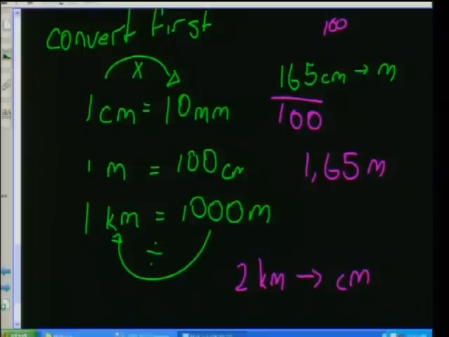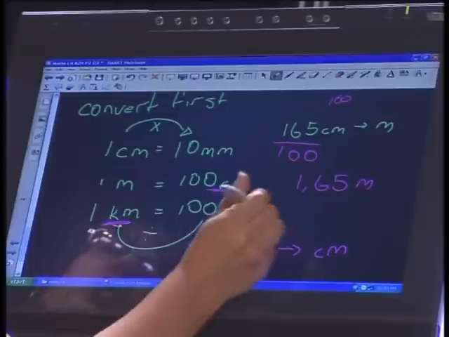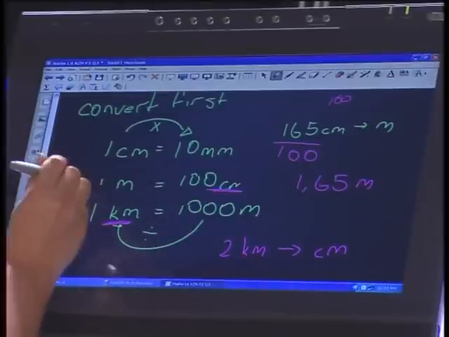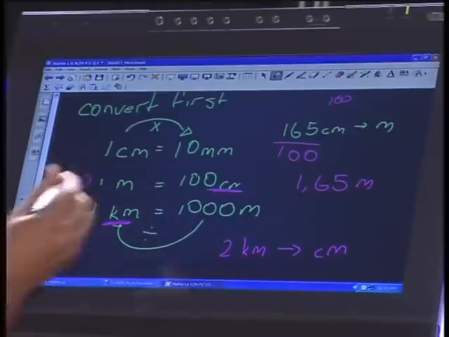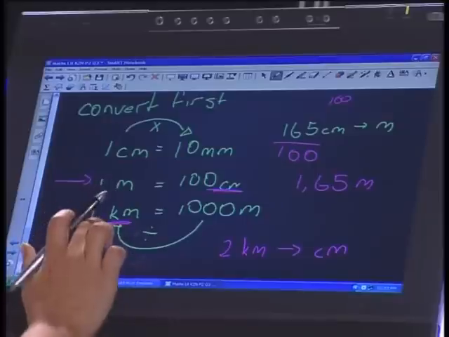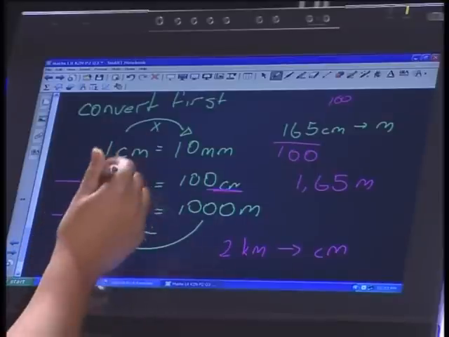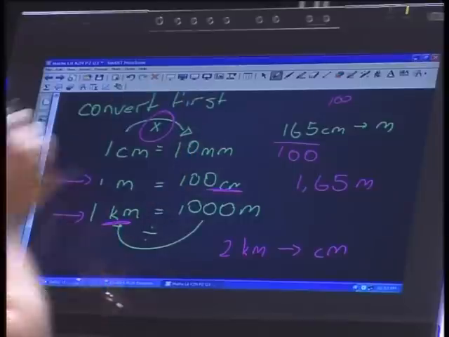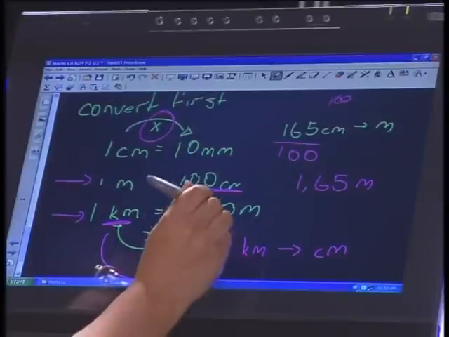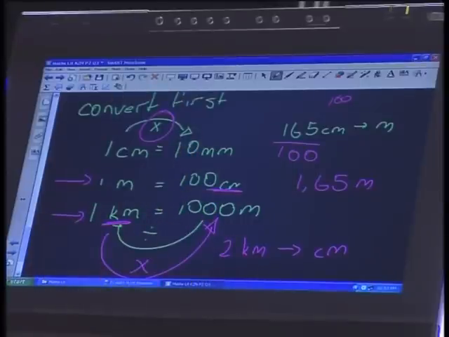So where's my kilometers? I've got my kilometers there. Can you see that? My centimeters on the other side is over there. So I'm going to go through basically 2 steps of this table. I'm going to be going from this side to that side, which I can see need to multiply. I'm going from kilometers to centimeters, so I need to multiply. Are you happy with that, Florence? Yes.